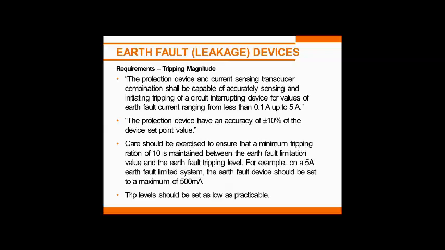Okay, so they also mention that care should be taken to make sure, if you have a 5 amp earth limited system, that the maximum setting you set the relay to is 500 milliamps. So there's a 10-to-1 ratio there. And they've pointed this out because they've allowed us to go from 0.1 to 5 amps. They just wanted to make sure that if you have a 5 amp limited system, you don't go any higher than 500 milliamps. And they should be set as low as practical.